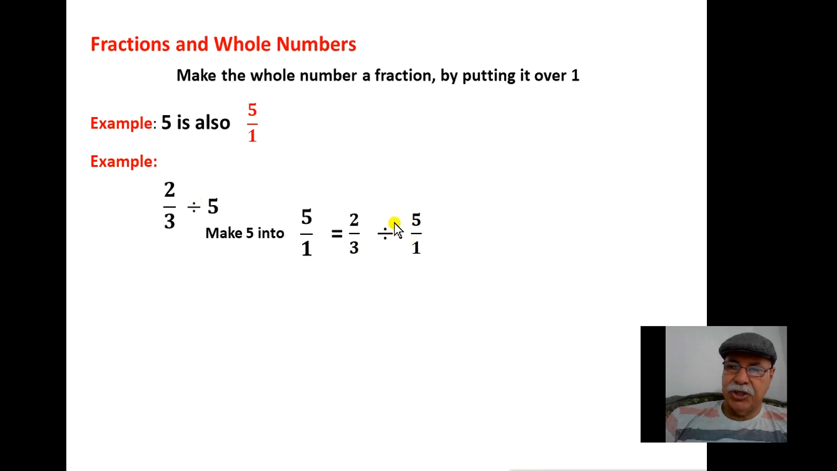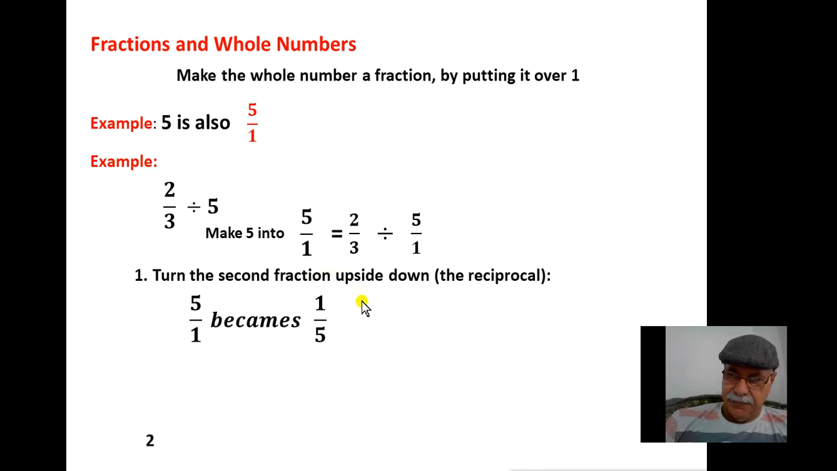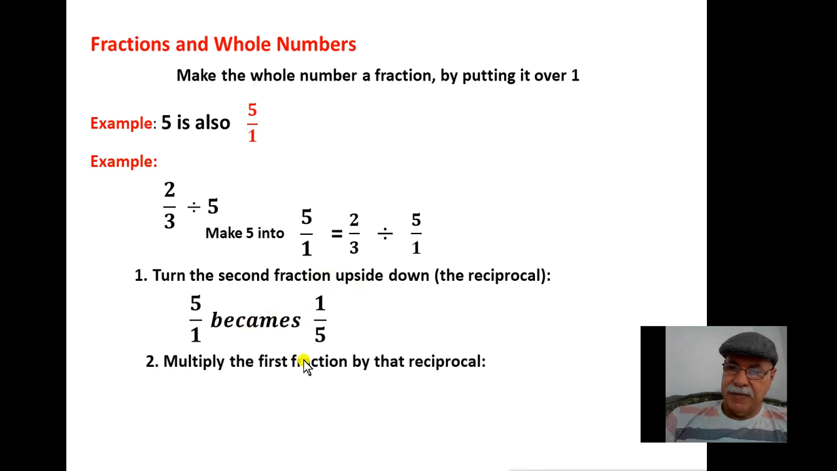Second, I change the divide symbol to multiply, and turn the second fraction upside down. I turn this upside down: 5 over 1 becomes 1 over 5. Depending on the first steps, multiply the first fraction by the reciprocal, like this. We change this symbol to multiply.